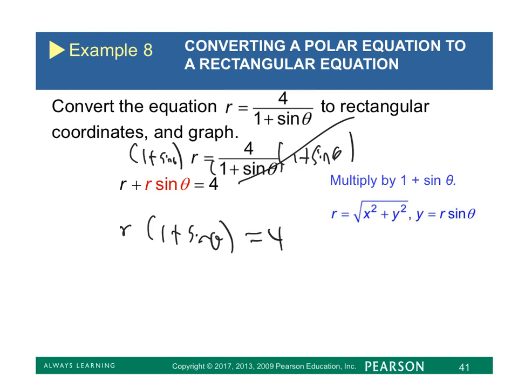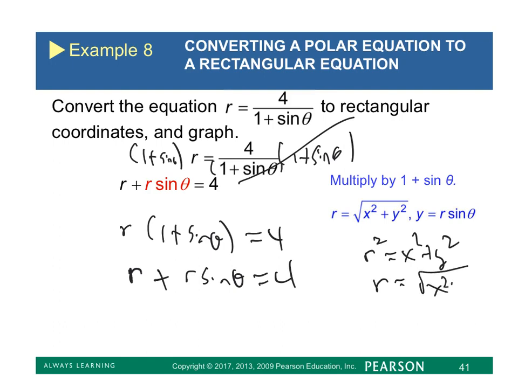Now we distribute the r in. Instead of taking it out, we're putting it in. We get 1 times r is r, plus r sine of theta, is 4. Now, since we're converting to rectangular, do you remember that formula for r? R squared equals x squared plus y squared. R was equal to the square root of x squared plus y squared. So this r goes here. And then we've got to get rid of this trig. What was another name for sine of theta? Remember, y was equal to r sine of theta.